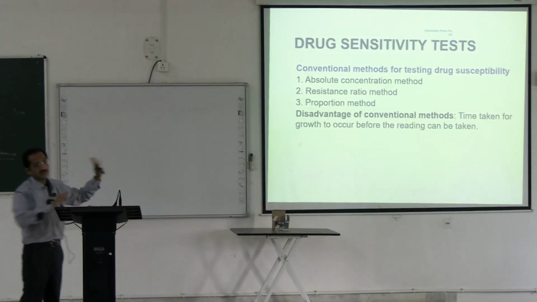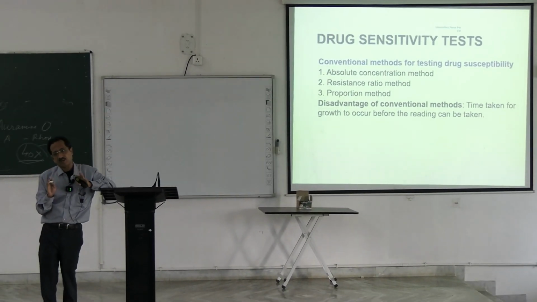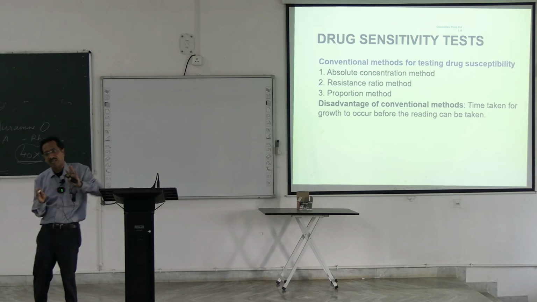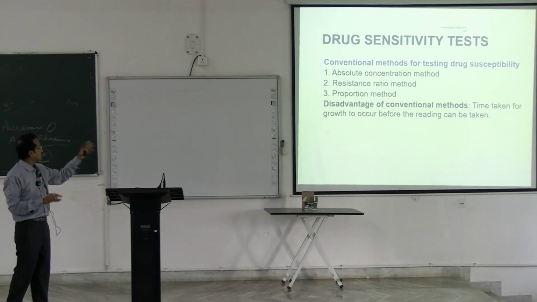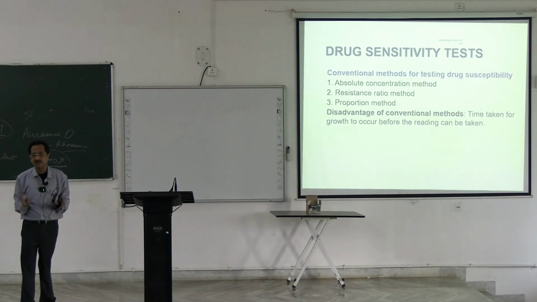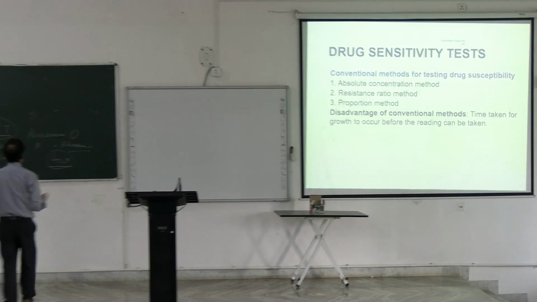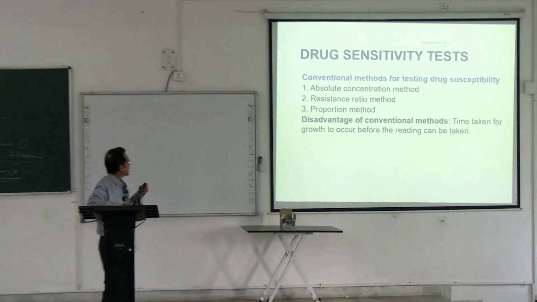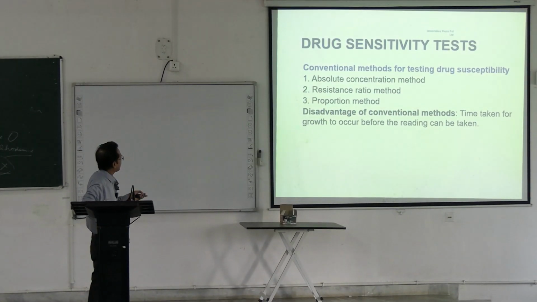Drug sensitivity. Remember this slide. Now the questions are becoming difficult in your MBBS also; these were previously taught only in MD. You should remember these conventional methods for drug sensitivity testing because MDR TB is on the rise: absolute concentration method, resistance ratio method and proportion method.